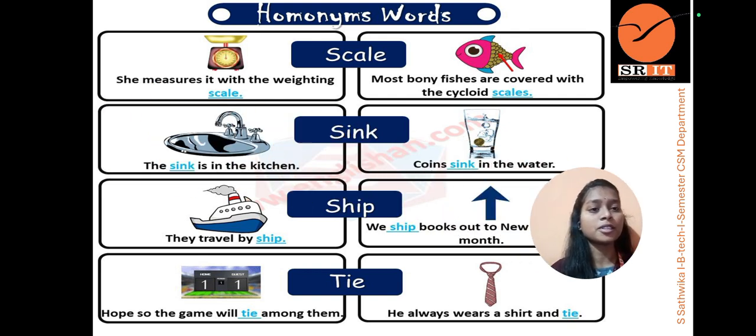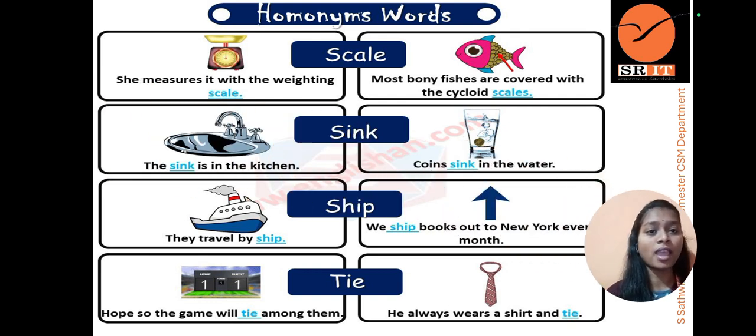The first one, scale. She measures it with the weighing scale. Here scale means a weighing machine. And most bony fishes are covered with cycloid scales. And next, sink. The sink is in the kitchen. Coins sink in the water.